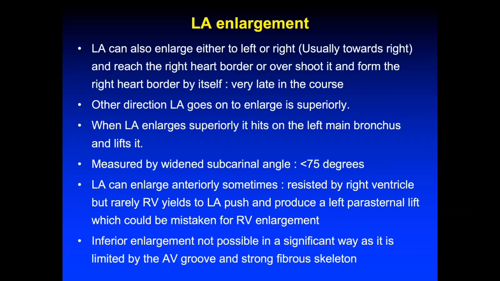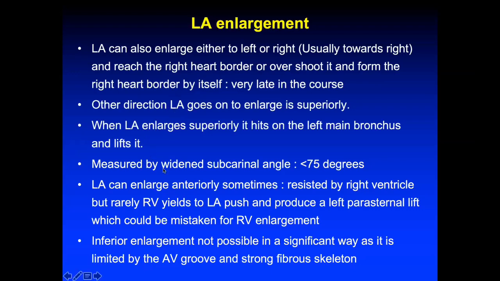So the earliest sign of left atrial enlargement is straightening of the left heart border. The second sign is elevation of the left main bronchus and widening of the carinal angle. The third sign: now the LA doesn't have space to enlarge on the upper side, so it starts enlarging towards the lower side. It will come towards the right side and reach the right heart border, or it can overshoot it. So it will form a double atrial contour, or a double cardiac shadow. So the double cardiac shadow is third in the course. First, straightening of the left heart border, the earliest appearance. Then straightening or elevation of the left main bronchus and widening of the carina. And third, it reaches the right heart border and forms the double atrial shadow.